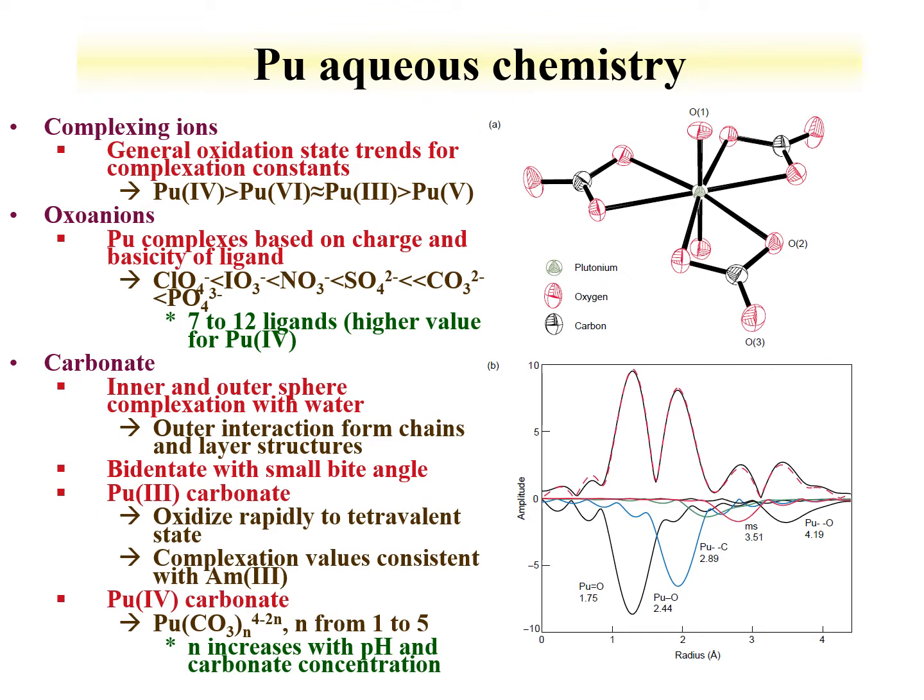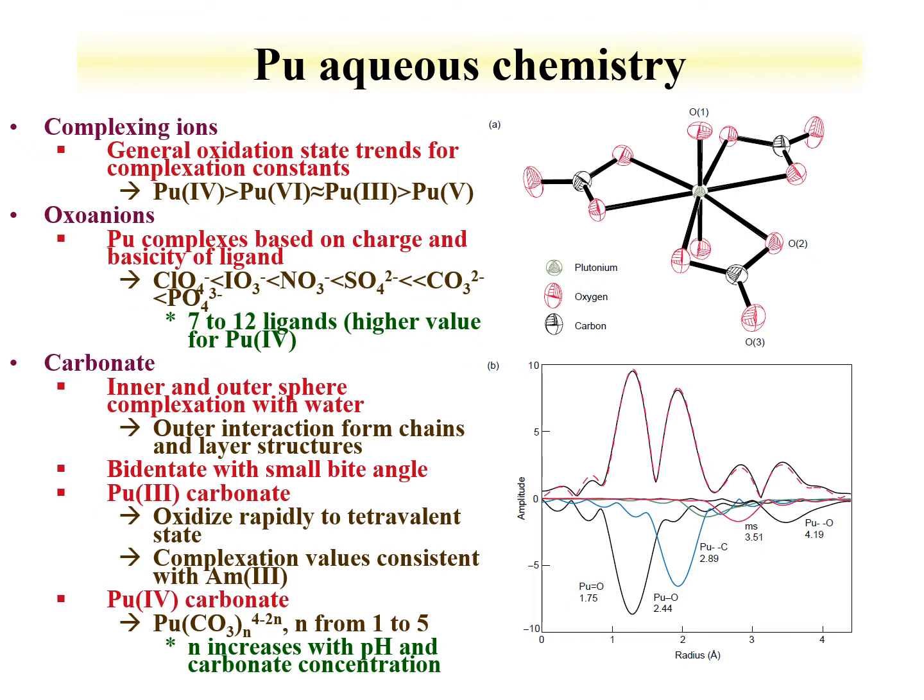And similar to other metal ions, their behavior with oxoanion complexants, oxoanion ligands, follows trends similar to other metal ions, where the perchlorates very weakly interact and phosphates strongly interact. Plutonium 4 can have very high coordination numbers, 7 to 12 ligands around the metal center.